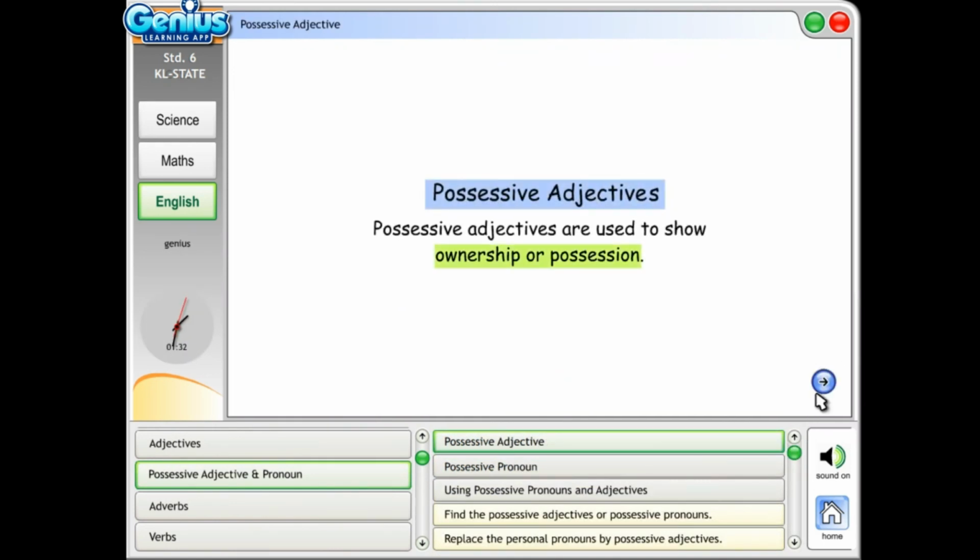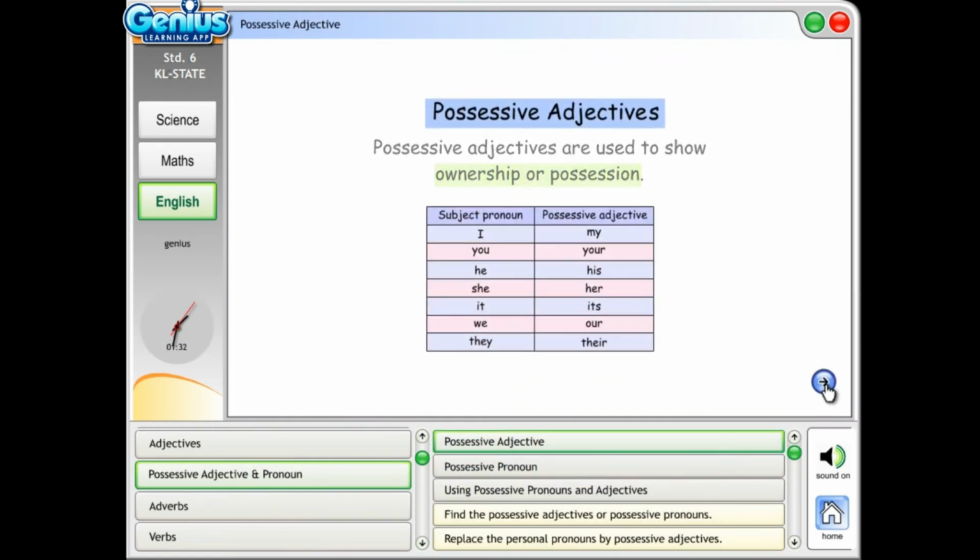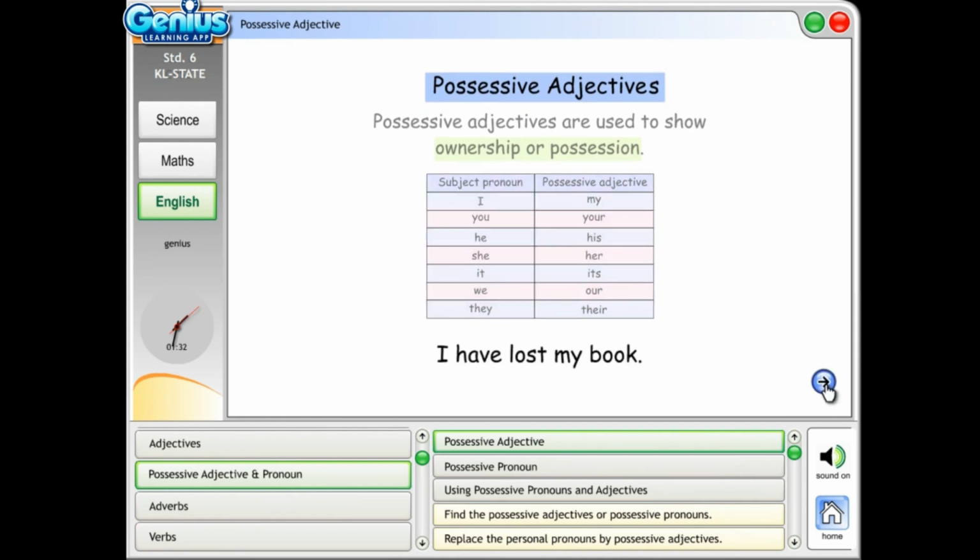Possessive adjectives. Possessive adjectives are used to show ownership or possession. I have lost my book. Here, my is an adjective, which shows that I am the owner of the book.